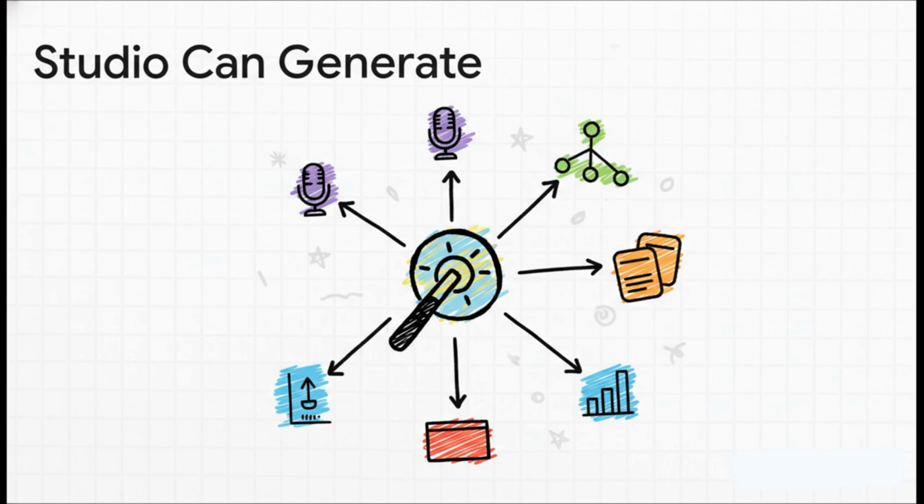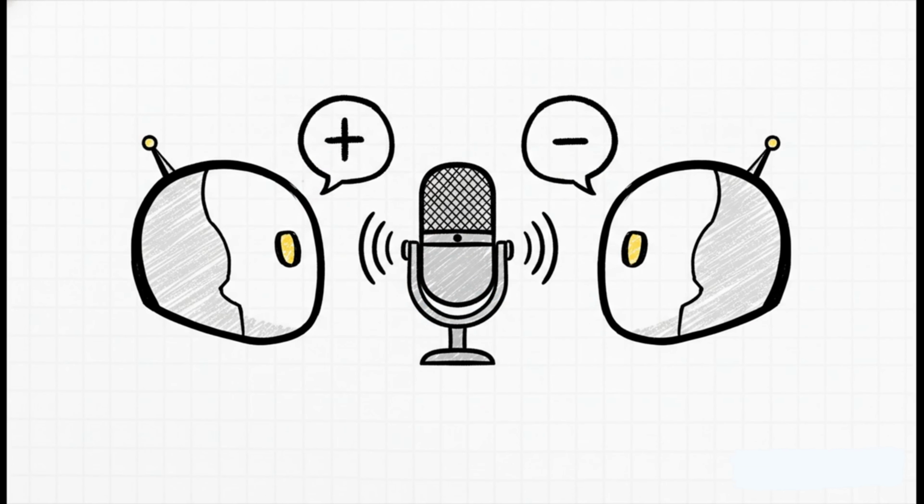It's wild. I mean, take the audio overview, for example. You can tell it to create a debate between 2 different viewpoints that it found in your sources. It will literally generate a podcast with 2 AI hosts arguing the points from the documents you uploaded. You could listen to your research on your commute.